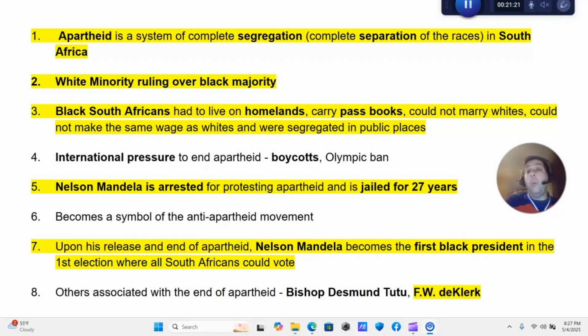They couldn't make the same wage even if they were working the same jobs. There were literally laws that said you cannot pay black workers and white workers the same wage. They were segregated in public spaces. So this is not a review of apartheid. This is a multiple choice level knowledge. So recognize these things, be aware of it.